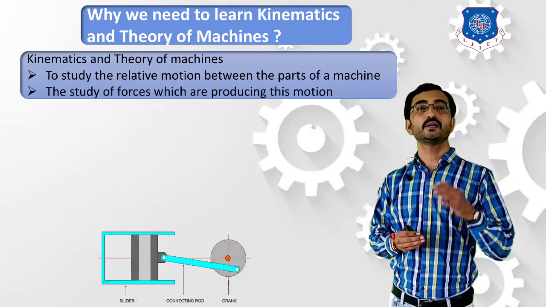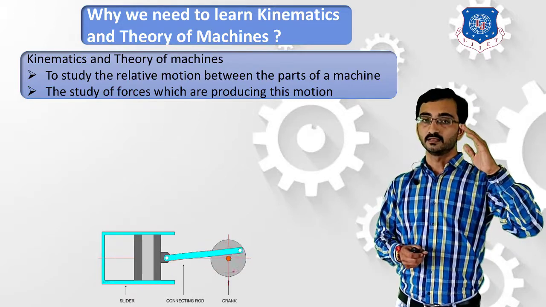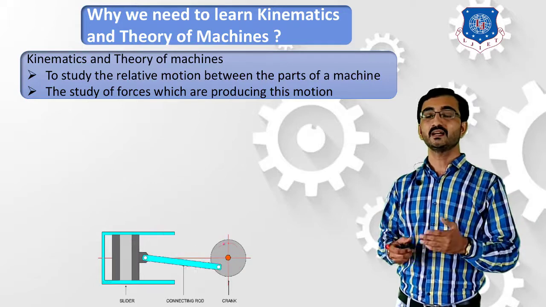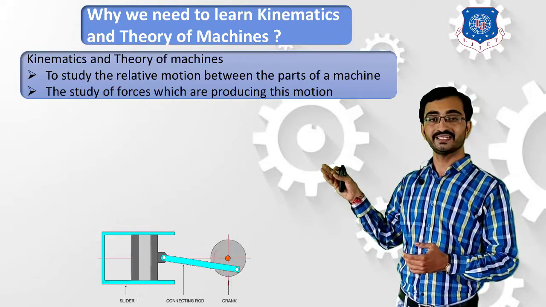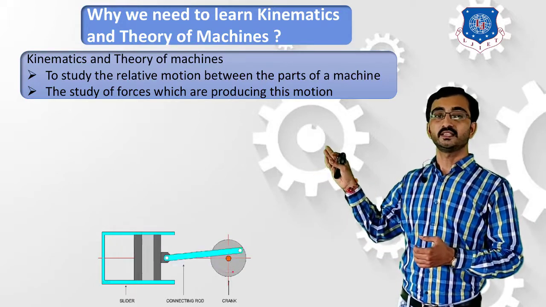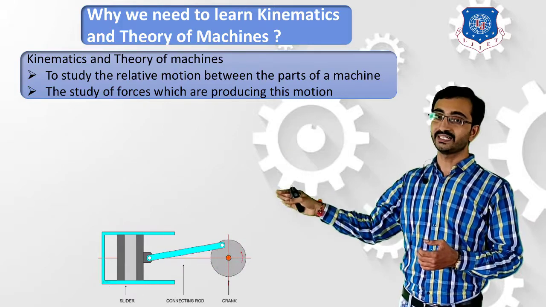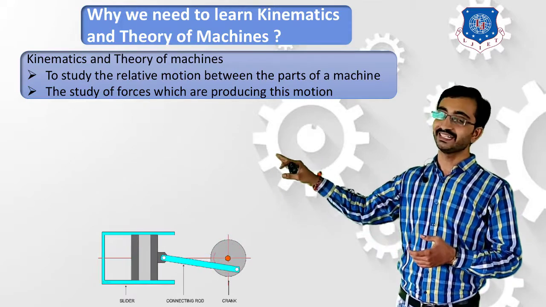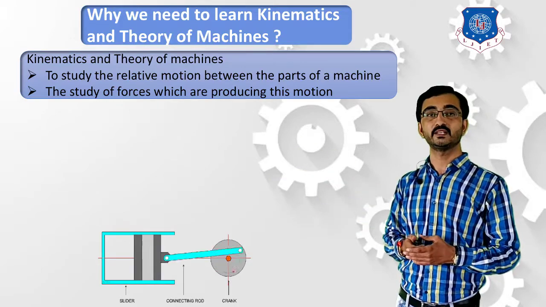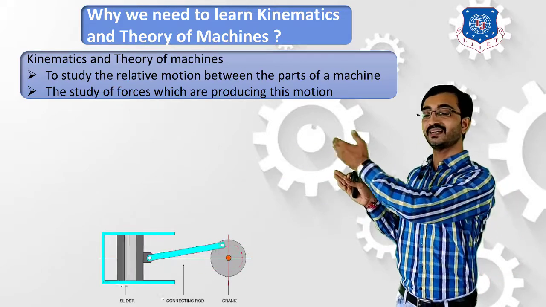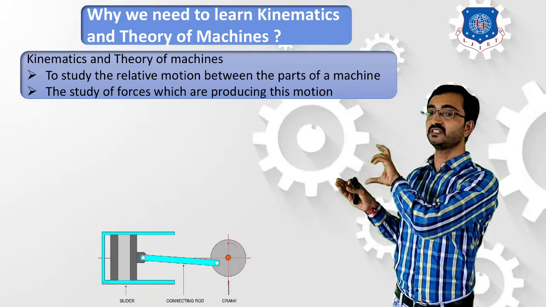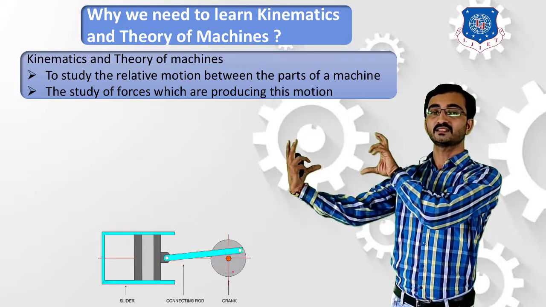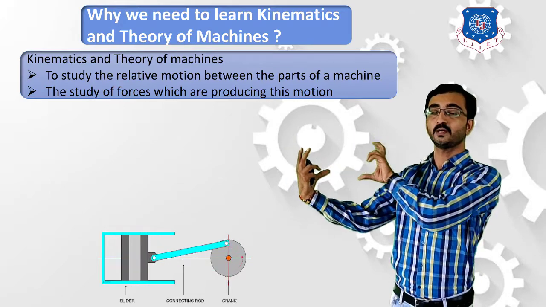Let's understand this with one example. Over here in this diagram you can observe a reciprocating IC engine. This topic you have learned in your second semester. This is a basic diagram of a reciprocating IC engine. Over here, the first component which is rotating is known as a crank. The second component which is oscillating is termed as a connecting rod, and this connecting rod is connected with the component which reciprocates inside one fixed frame, known as a cylinder.